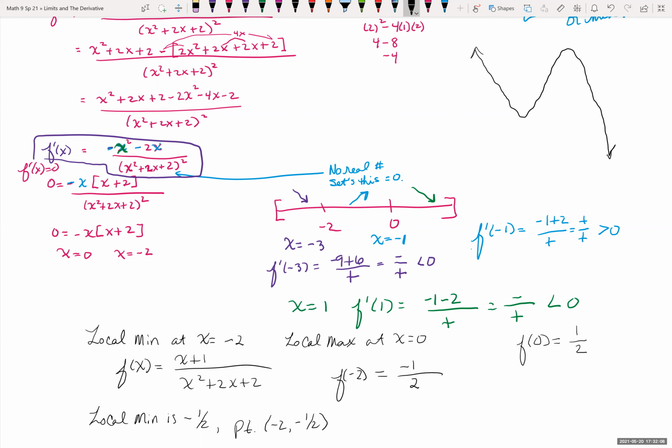So the local max is 1/2 at the point 0, 1/2.